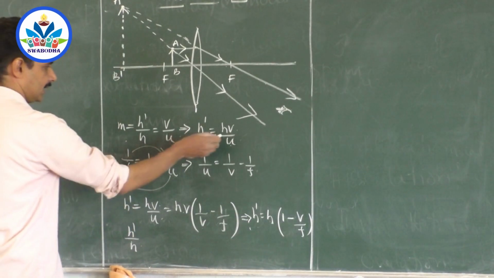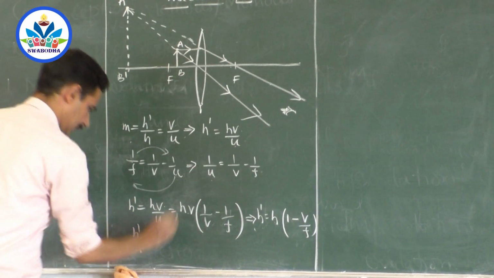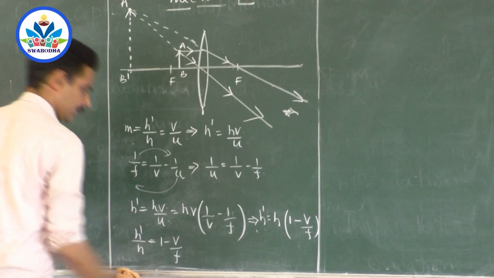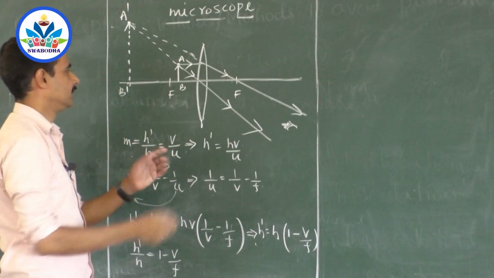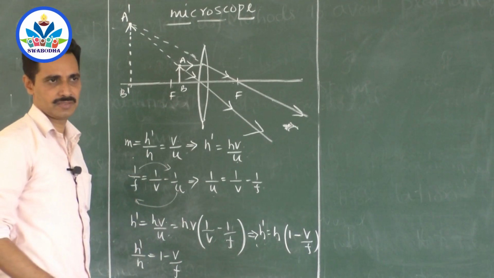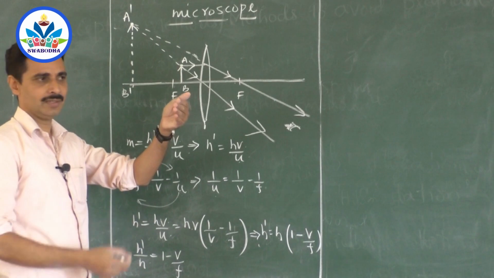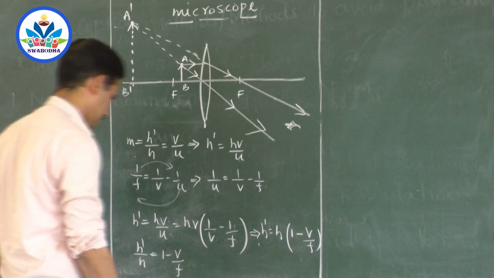I need not have done that. I could have substituted 1 by U here only. So let it be H dash by H is equal to 1 minus V by F, right? But where is V? We have to adjust the lens in such a way that the image is formed at the least distance of distinct vision, at least. So the minimum possible distance at which you can see the image clearly. That is almost 25 centimeter for a normal human being.